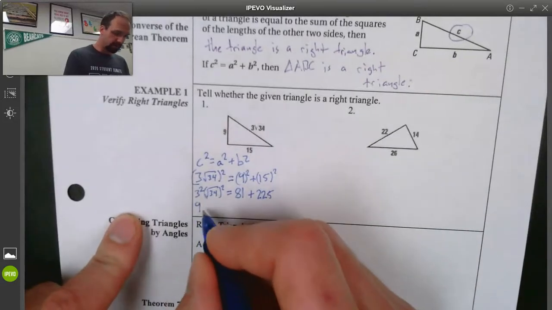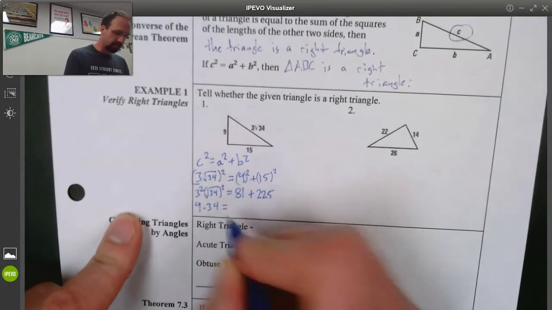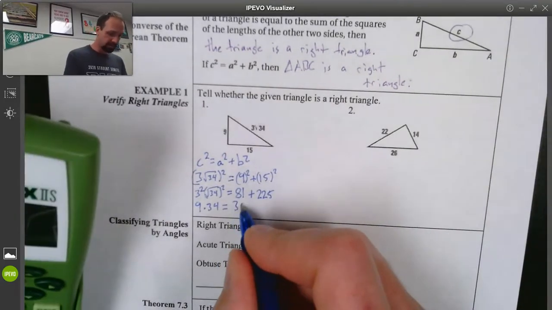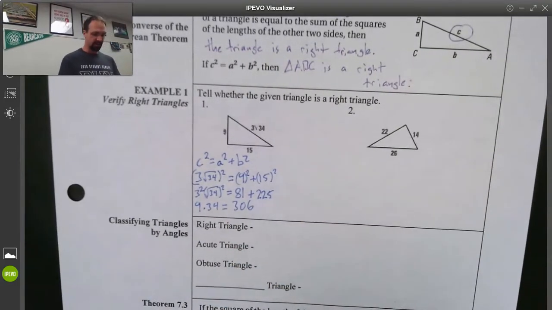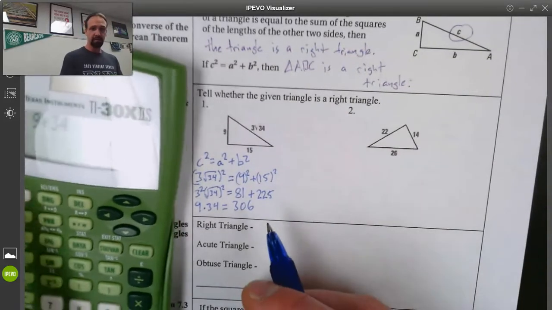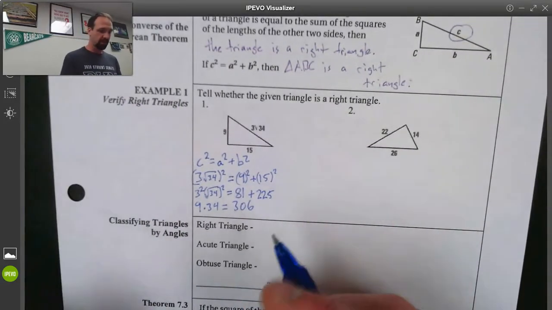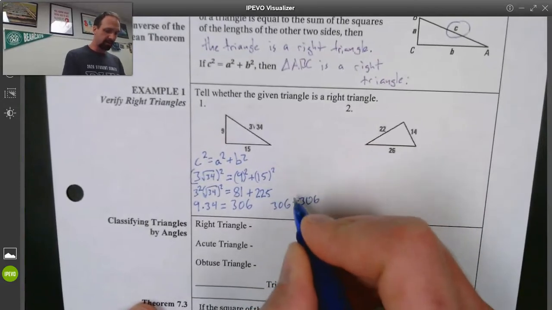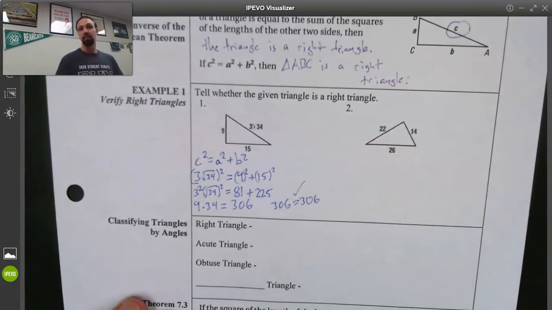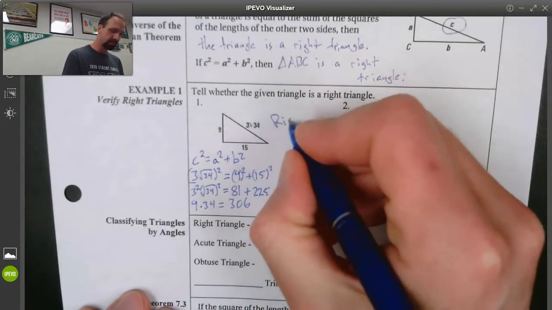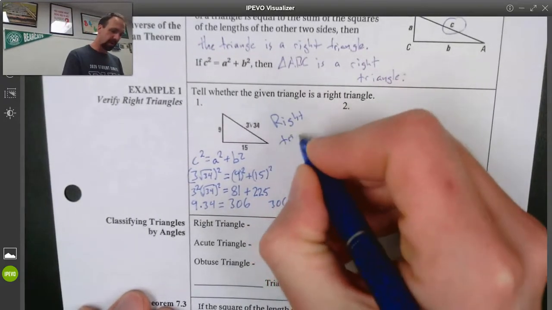So 3 squared, that's 9. So I have 9 times 34 equals 81 plus 225. I do not know that off the top of my head. 306. Then 9 times 34 is also 306. Oh, there is a glare. There we go. That's also 306. So I have 306 equals 306. Is that a true statement? Absolutely. So because that's a true statement, then this is a right triangle.